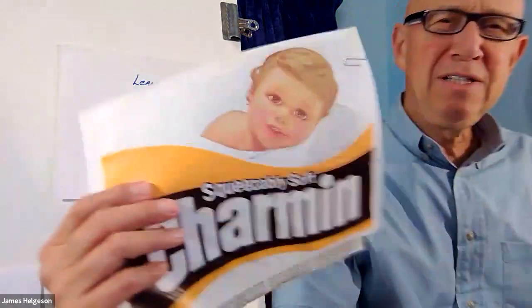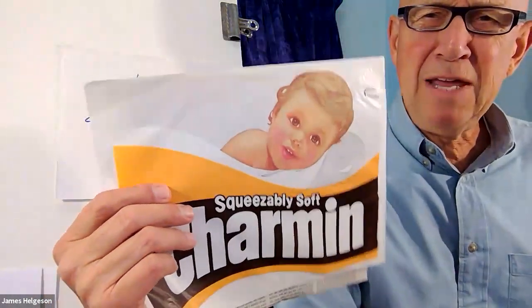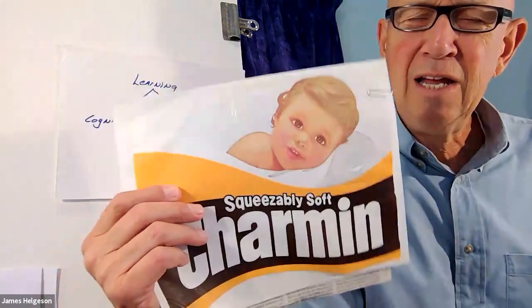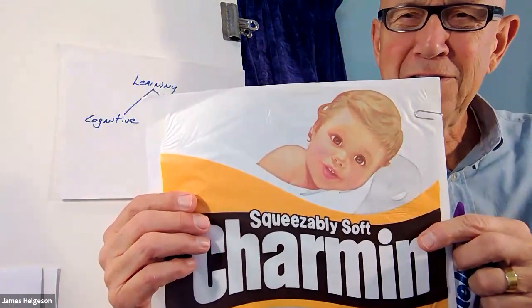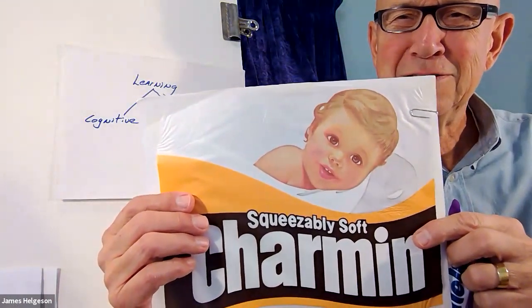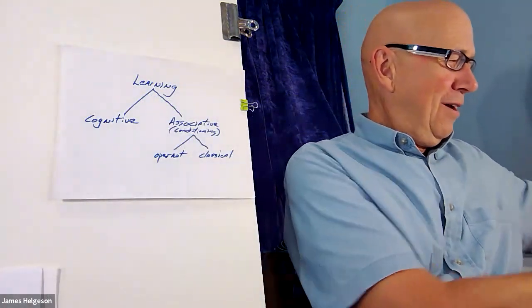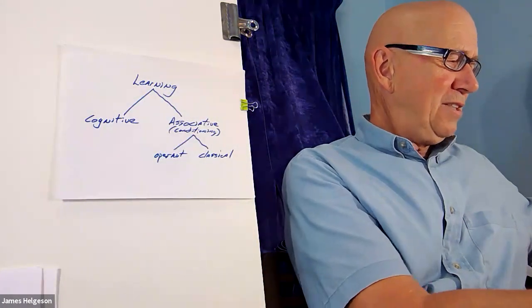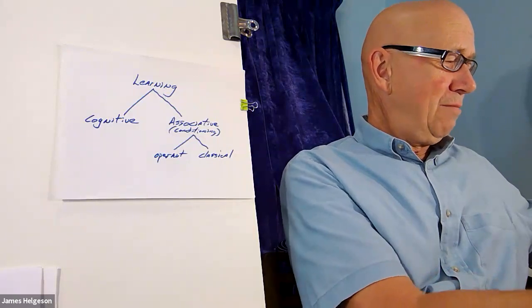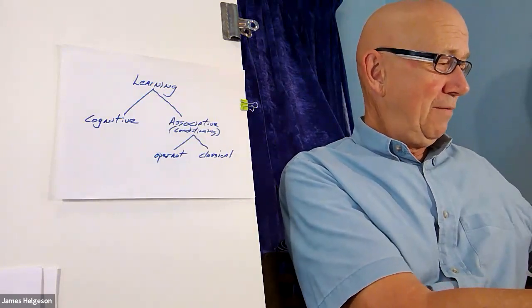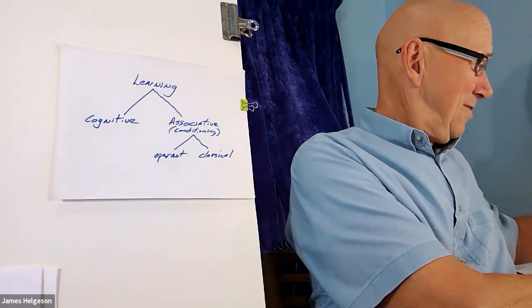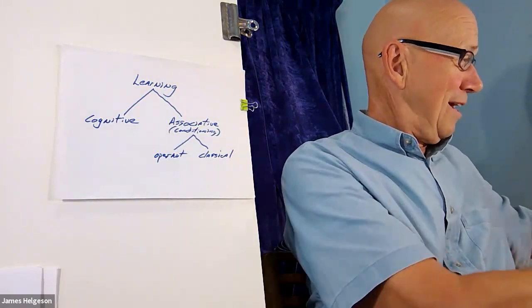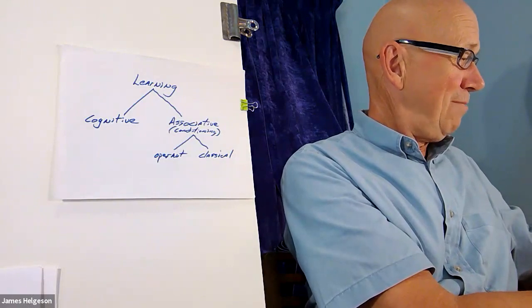I mean, what are puppies and babies? This is Charmin, my favorite brand. What do babies have to do with it? Oh, look, it even tells you. Oh, look at the baby. It's squeezably soft, just like Charmin, puppies and babies. And you see this all the time in advertising. Let me show you. I just have to find it now. Oh, it's probably hidden, right?